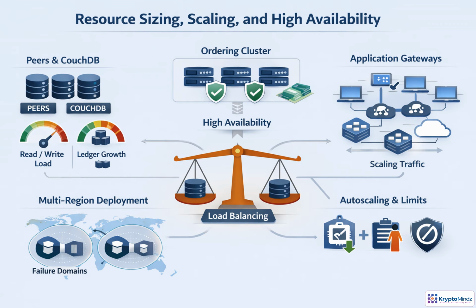Production sizing starts with workload behavior, not pod counts. Transaction rate, endorsement fan-out, rich queries, event listeners, and ledger growth each place pressure on different parts of the network. Peers and CouchDB need capacity for read-write sets, query load, and storage expansion. Gateways can scale horizontally to absorb client traffic. Orderers and peers should be distributed across failure domains for resilience. Use requests, limits, disruption budgets, anti-affinity, and auto-scaling to keep performance and availability predictable.